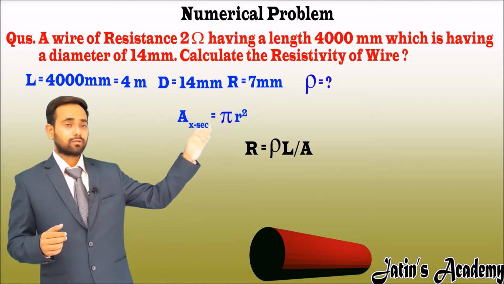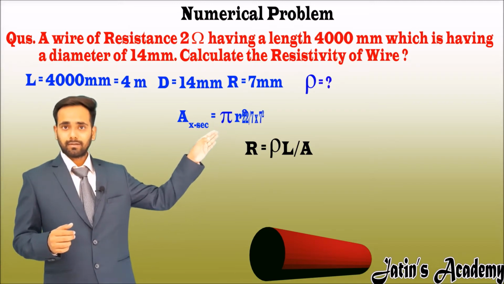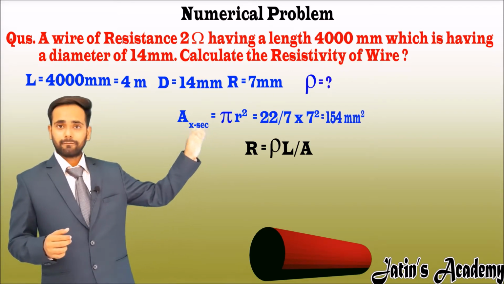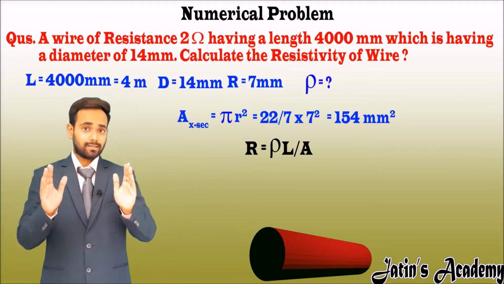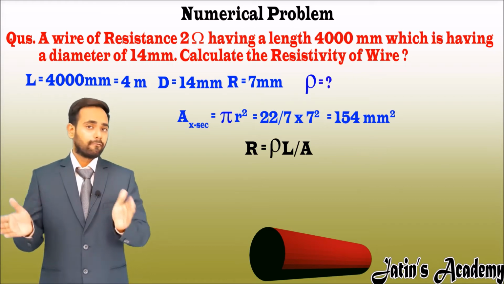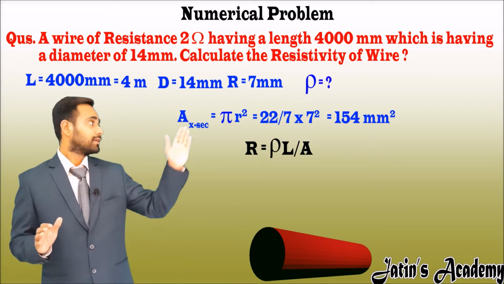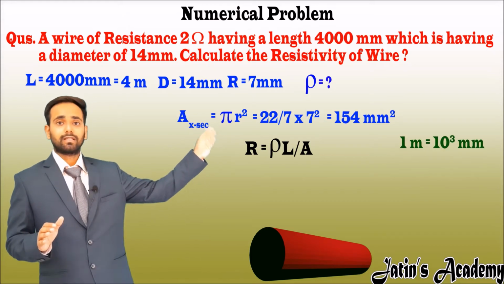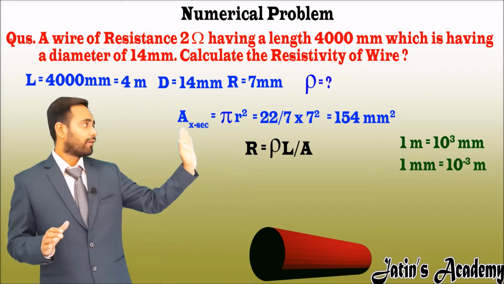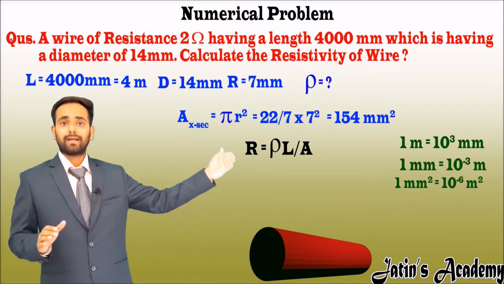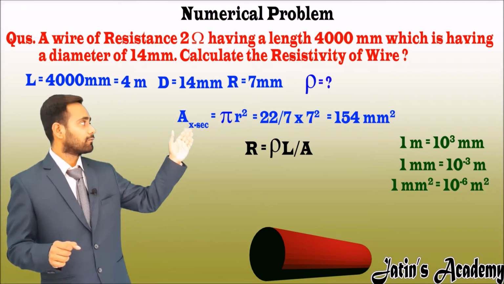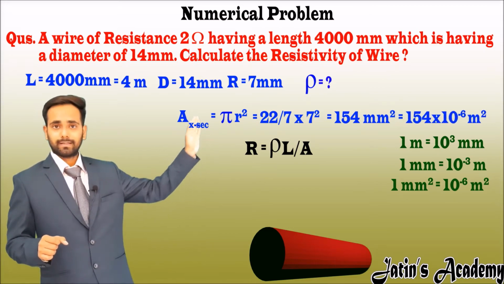For the circle area we use area equals pi r square. Now put the values: pi is 22 by 7, r is 7, so 7 into 7. After cross multiplying we get 154 mm square. Here the area is in mm square, so first we have to convert it into meter. We know that in 1 meter there is 1000 mm, means 10 raised to power 3 mm. So 1 mm is 10 raised to power minus 3 meter, and 1 mm square is 10 raised to power minus 6 meter square. Now the area is 154 into 10 raised to power minus 6 meter square.